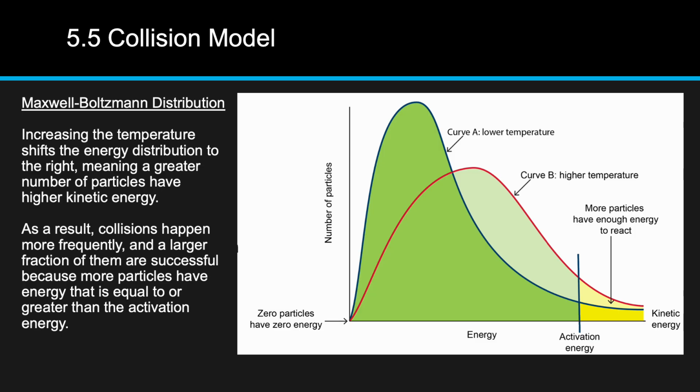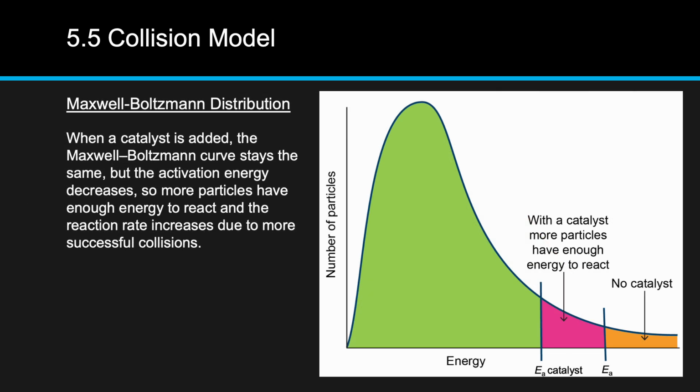Increasing temperature shifts the Maxwell-Boltzmann distribution to the right, meaning more particles have higher kinetic energy. This causes collisions to happen more often, and more importantly, a larger fraction of collisions are successful because more of them have energy that is equal to or greater than the activation energy. Since the reaction rate depends on the number of successful collisions per second, raising the temperature is going to increase the overall reaction rate.